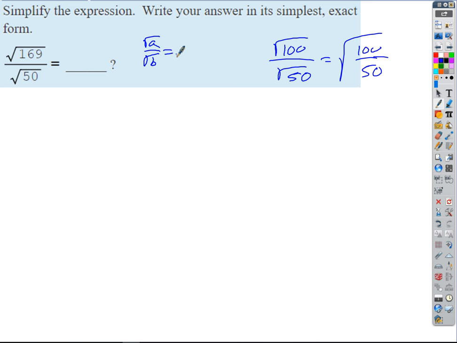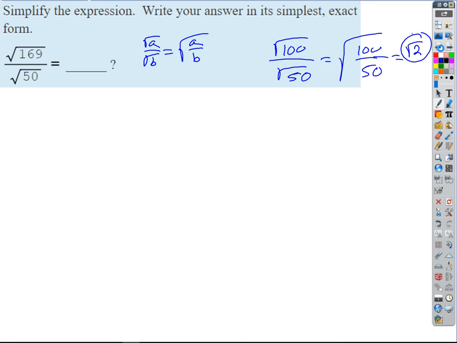There you go. So we'd say that the quotient of square roots equals the square root of the quotient, right? So we could write that as one big square root. And that makes this a lot easier, because what does 100 divided by 50 simplify to? And that's our answer, right? So sometimes that's really helpful, but sometimes it's not.